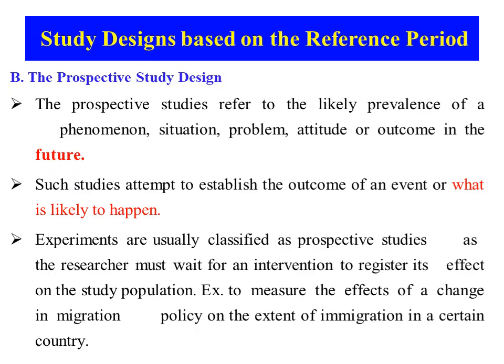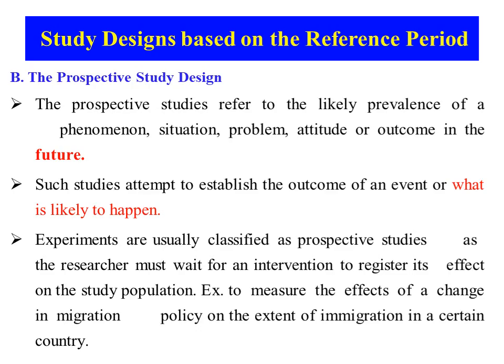The second study design is the prospective study design. The prospective study design refers to the likely prevalence of a phenomenon, situation, problem, attitude, or outcome in the future. Such a study attempts to establish the outcome of an event or what is likely to happen. This is why it is called a future design.